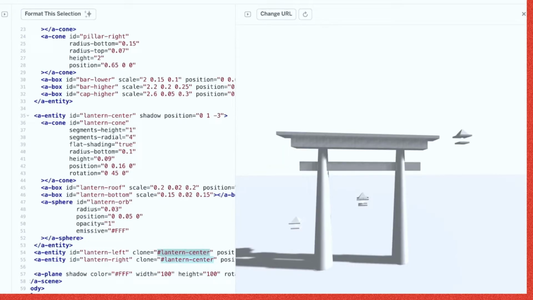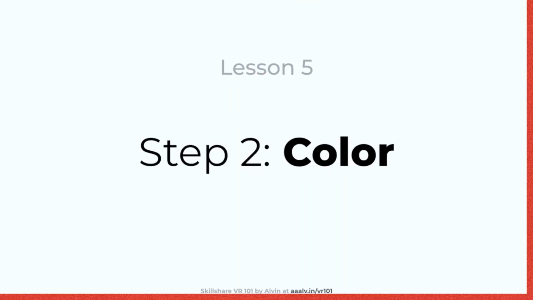This concludes step 1. In step 2, we'll add color to your scene. Welcome to lesson 5. In this lesson, we'll continue converting a scene in nature into a virtual reality experience. In particular, we'll be adding color to our experience.